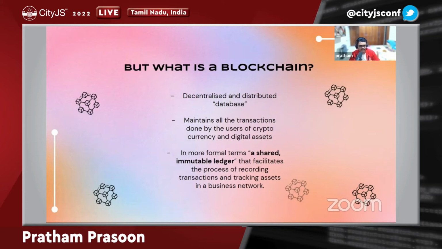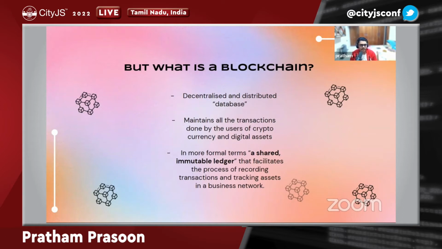It's a database that's present on lots of different computers, and it basically lists all the transactions that have happened on the network. Those transactions can either be of money, which is cryptocurrency in this case, or digital assets. It can be anything like tokens, NFTs, things like that. And if you want to define blockchain more formally, it is a shared immutable ledger that facilitates the process of recording transactions and tracking assets.